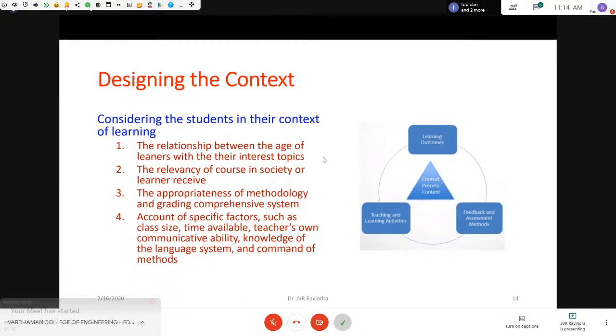But if you prepare the same thing and give it to students, they don't like it. So this is what we call the appropriateness of the methodology. That is the learning outcomes. Learning outcomes, normally you have to calculate from the learning material. And the first one is teaching and learning activities. You need to decide both things: what you want to do, and how you want to perform that in the class.